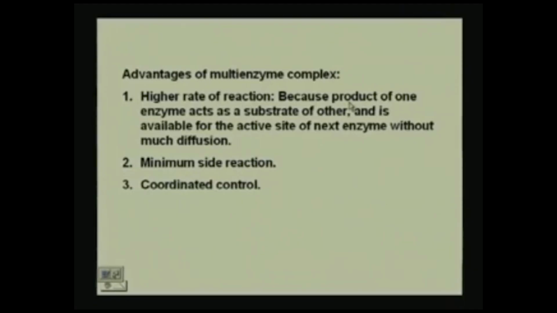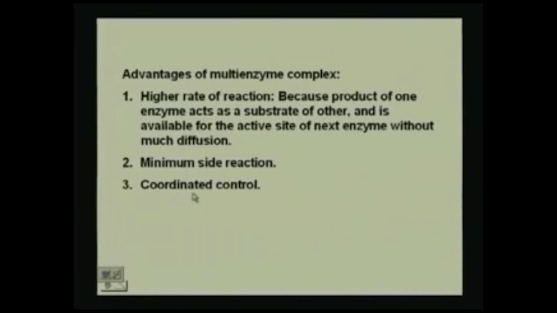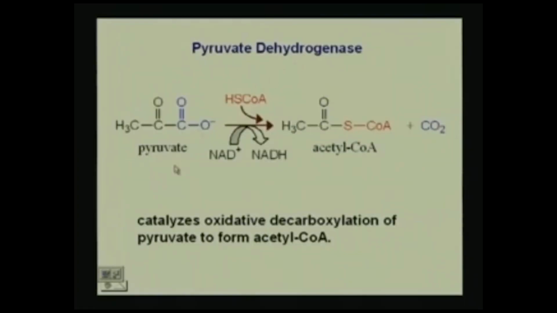So, as soon as E1 acts, E2 will come into the picture, then E2 acts and E3 comes into the picture. So, we have an assembly line actually going on where we have the product of one being the substrate of the next enzyme, making the reaction go faster in a sense, because the enzyme itself does not have to get back to its original form right at that point. We also have minimum side reactions and, which is most important, coordinated control of what is going on in the reaction. So, the overall reaction is pyruvate getting converted into acetyl coenzyme A with the release of carbon dioxide with this enzyme.